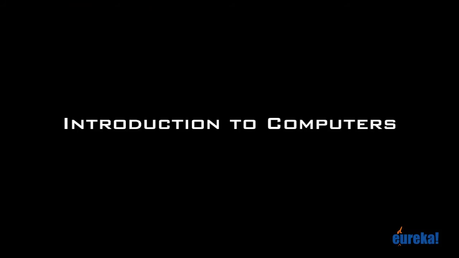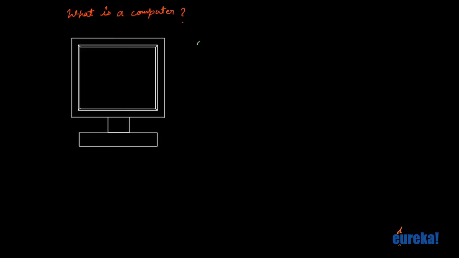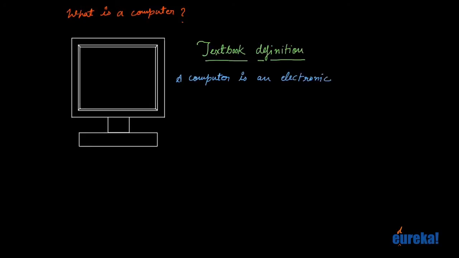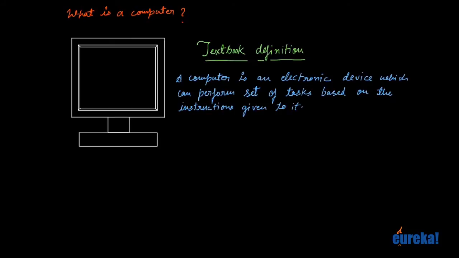Before we can start writing programs, we first need to know what a computer is and how it functions. So what is a computer? The textbook definition says a computer is an electronic device which can perform a set of tasks based on the instructions given to it. Sounds really complicated, isn't it?